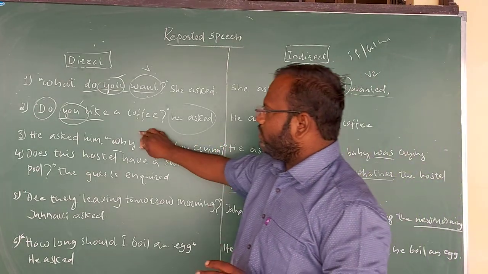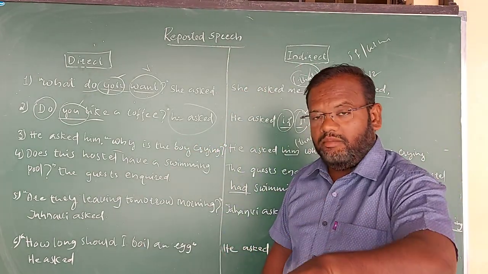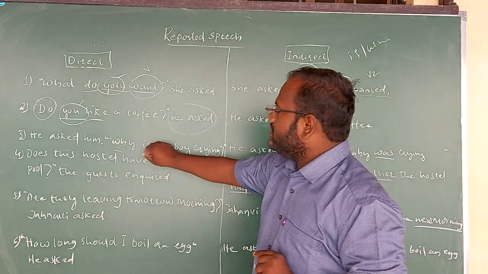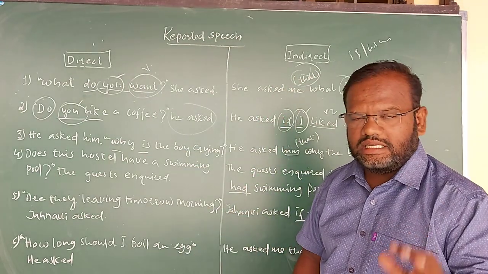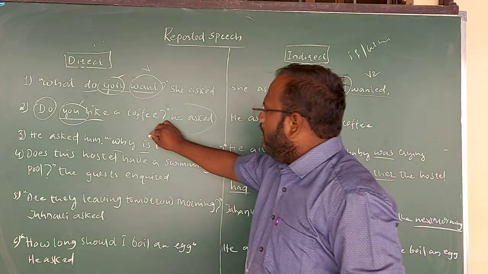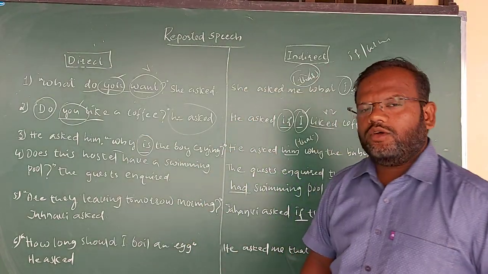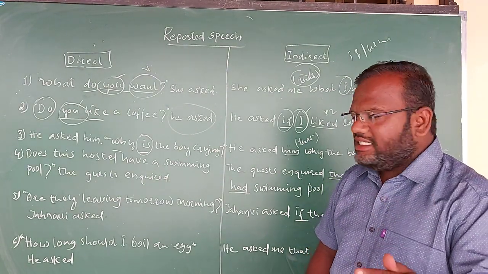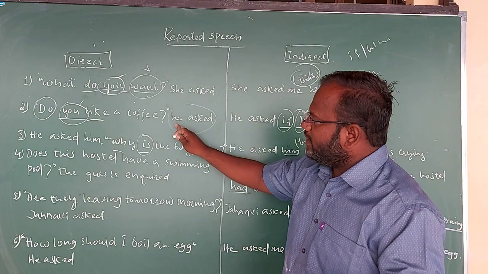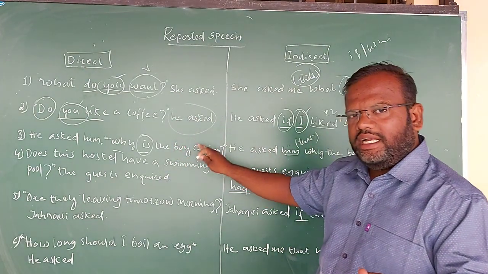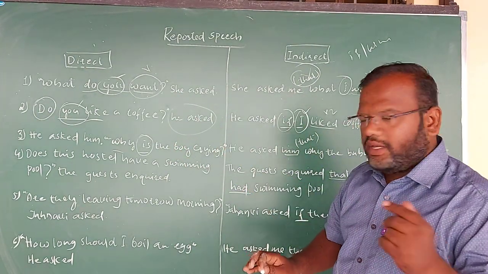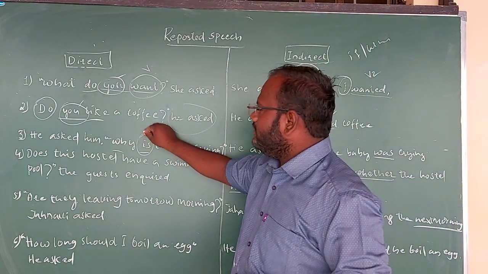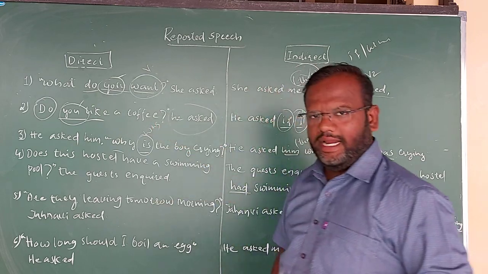So let's understand the question first. He asked him, why is the baby crying? So it is in which tense? First let us understand the tense. Obviously it is in the present continuous tense, because is is used as a helping verb here. When we are changing any direct speech of a present continuous tense to indirect speech, it will become past continuous tense. So instead of is, it will become was, right?